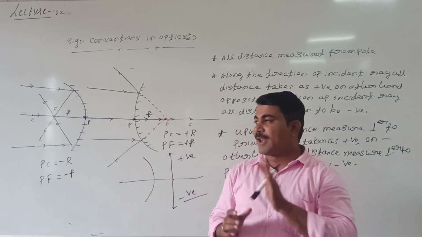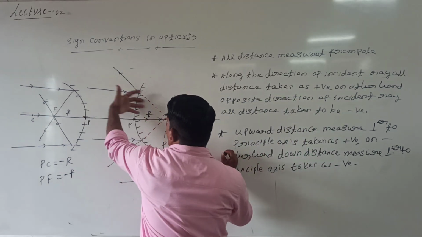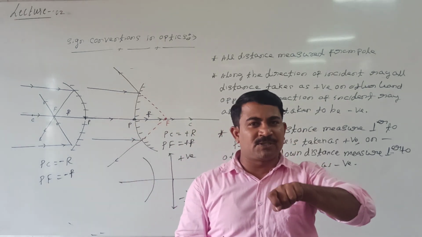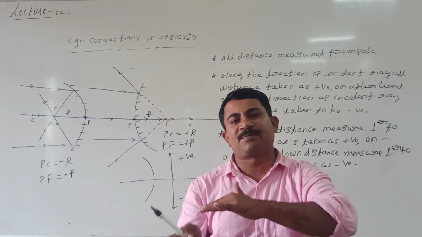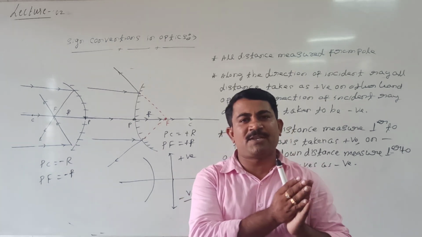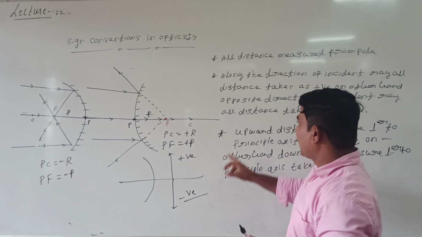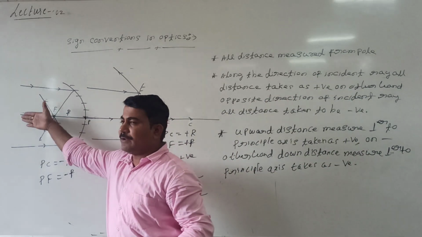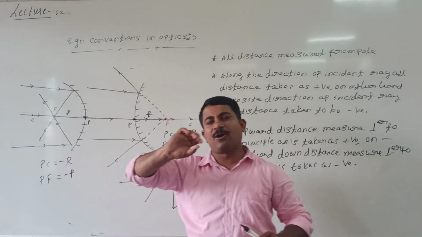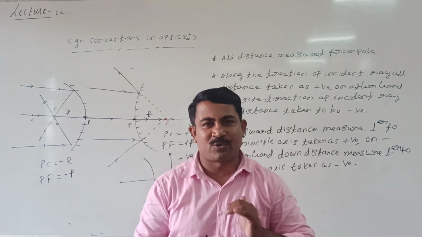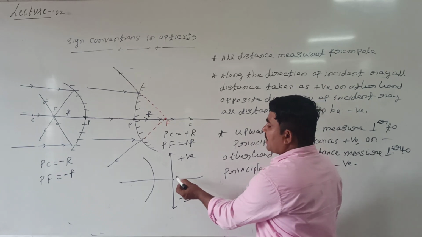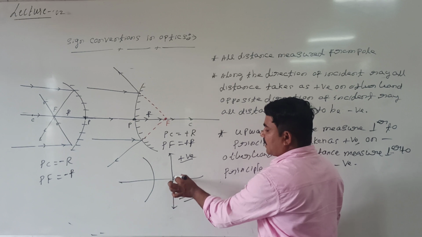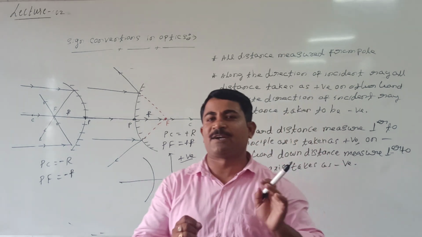The second one is, along the direction of the incident ray, whether it is object distance, image distance, radius of curvature, or principal focus you measure, whatever distance is measured along the direction of the incident ray is taken to be positive, and opposite to the direction of the incident ray, all distances are taken to be negative. Third point: the distance measured upward perpendicular to the principal axis is taken to be positive, and the distance measured downward perpendicular to the principal axis is taken to be negative.